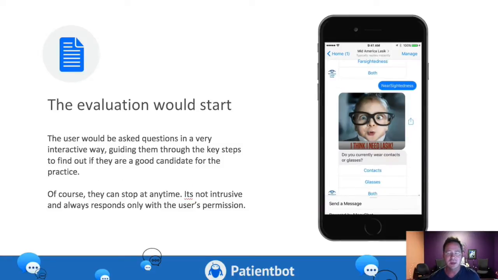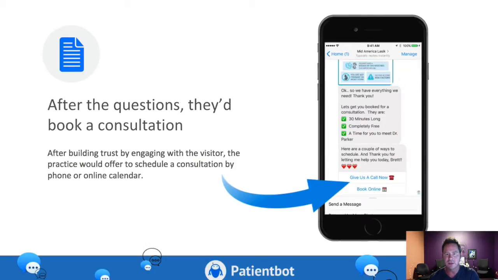Once they say, yeah, I do want to take the evaluation, then it would start on their phone, maybe sitting in their car, maybe it's not while they're driving, of course, maybe it's in their office, maybe it's at home, and the user gets asked several questions in a very interactive way. Do you currently wear glasses? Yeah, I wear contacts, or I wear glasses, or I wear both. Okay, get the answer, we go, oh, that's great, okay. And of course, they can stop at any time. It's not intrusive, and it always responds to the person's willingness to follow the next prompt.